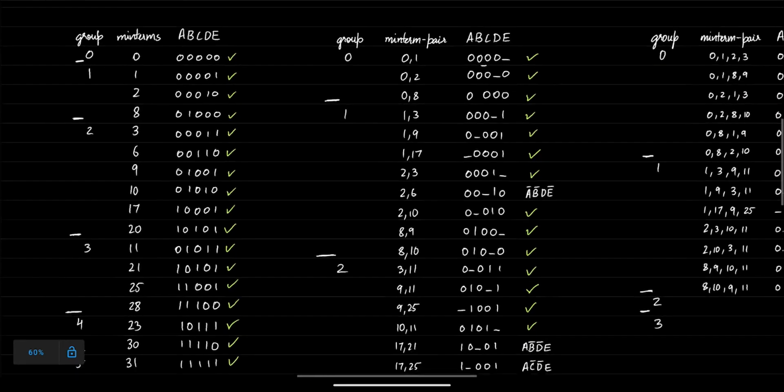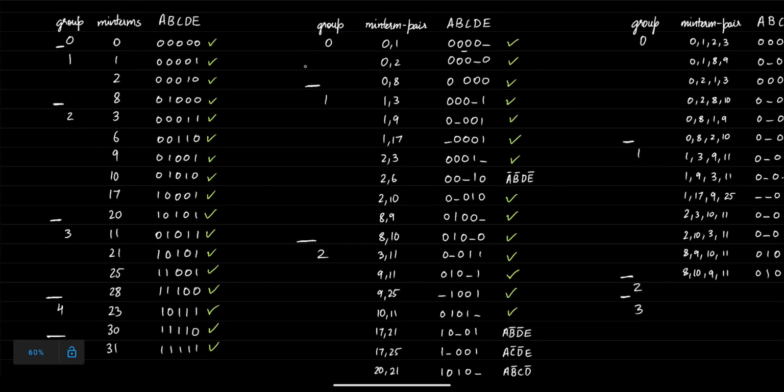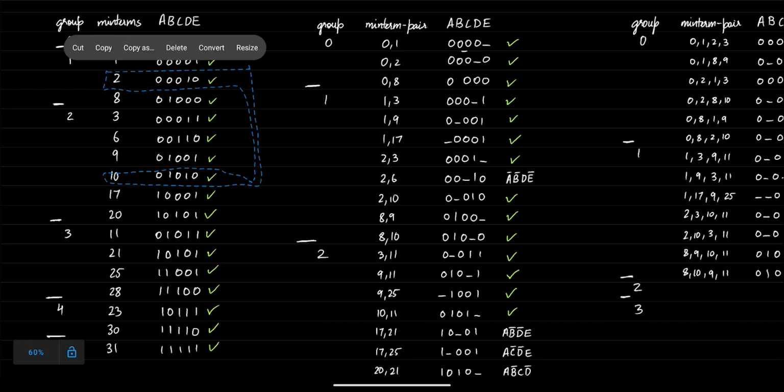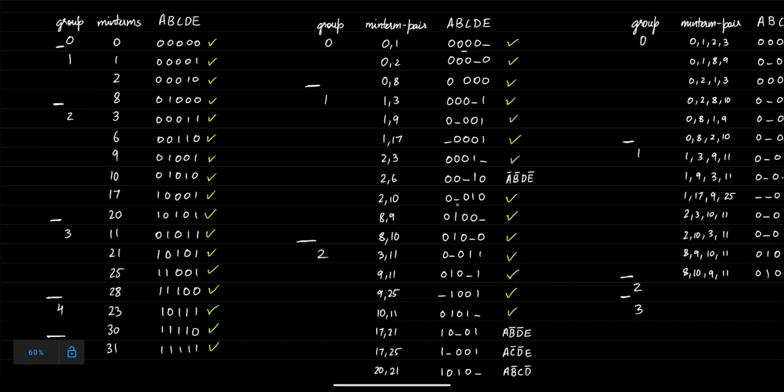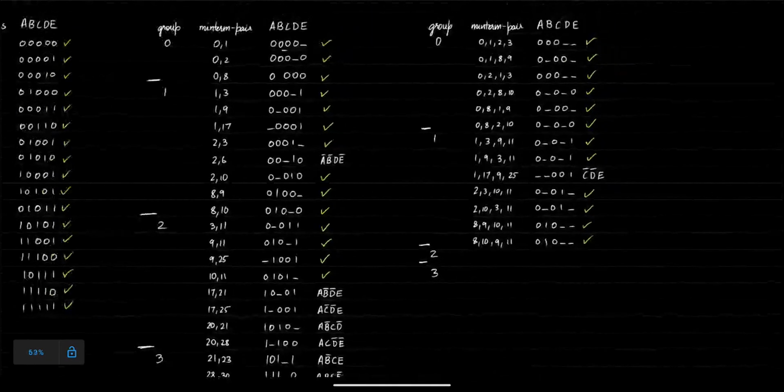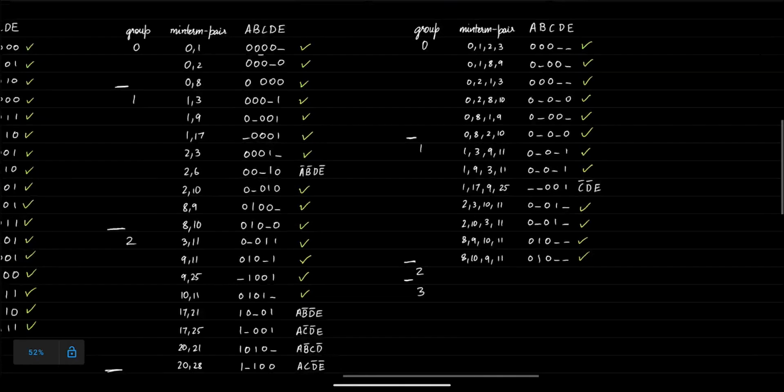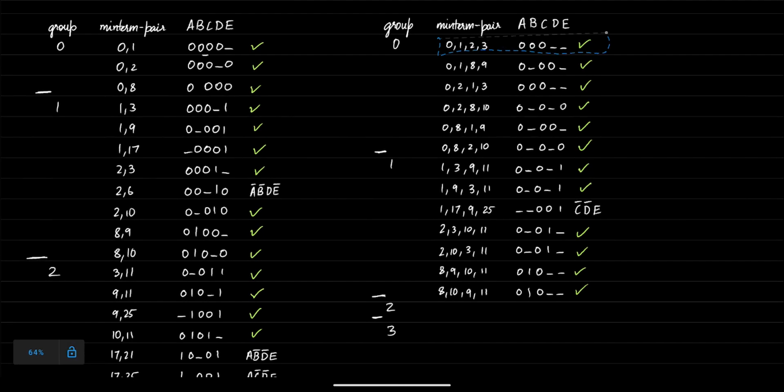Now we move on to the next table, which is formed by looking at the members of the previous table, and we look for 1-bit differences in adjacent groups. So for example, 2 and 10 differ by only 1 bit, which is the bit B. So we write it as 0-010. And similarly, for the next table, we make pairs of minterm pairs. For example, 0, 1 and 2, 3.